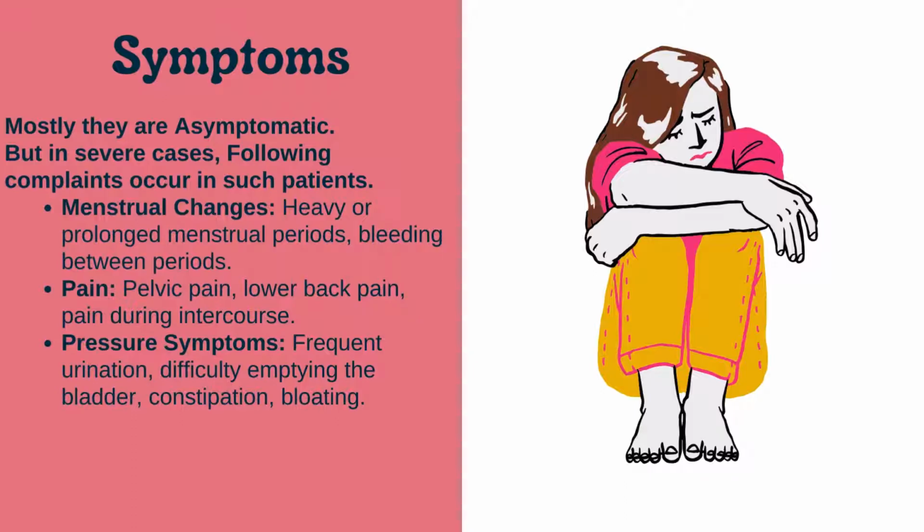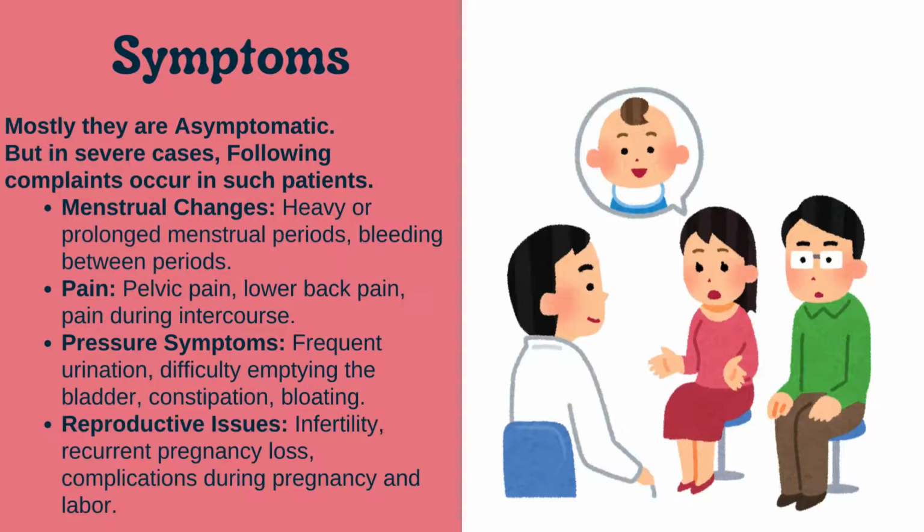Pressure symptoms: frequent urination, difficulty emptying the bladder, constipation, bloating. Reproductive issues: infertility, recurrent pregnancy loss, complications during pregnancy and labor.